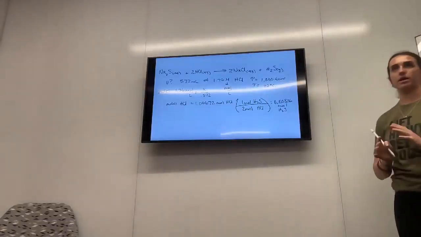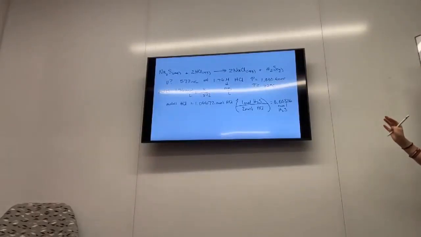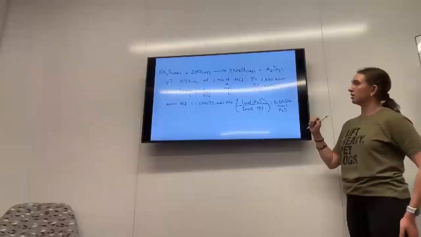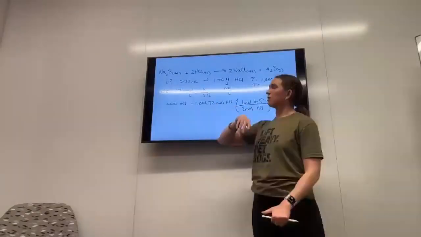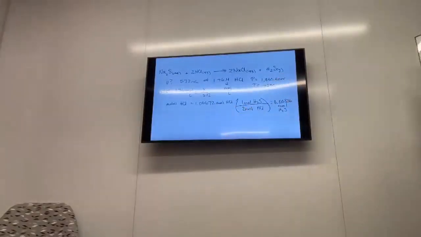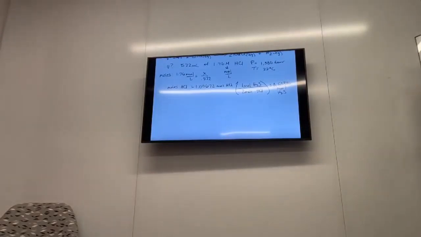What questions do we have so far on having to do this? Does that make sense so far? Yes. Okay. All right, so now we have moles of H2S. So now we're looking for our volume. What equation are we going to use from our gas laws? We're going to use the ideal gas law, PV equals nRT. What are we solving for here? Volume. So we know that volume is going to be equal to nRT over P.